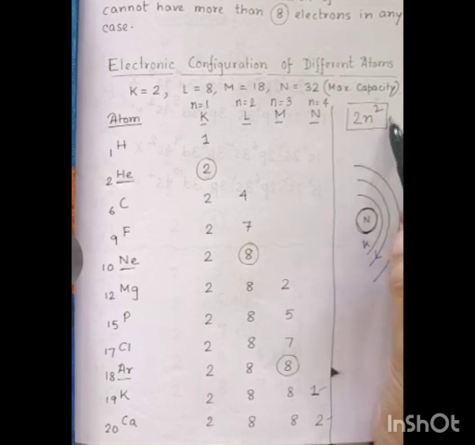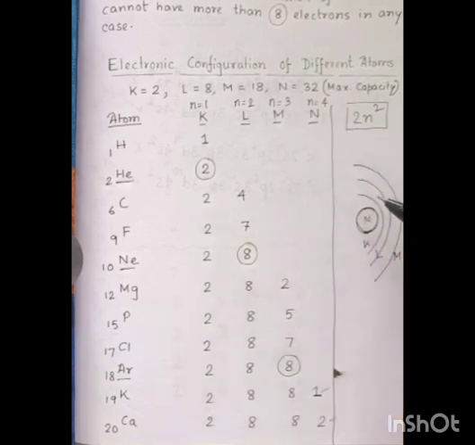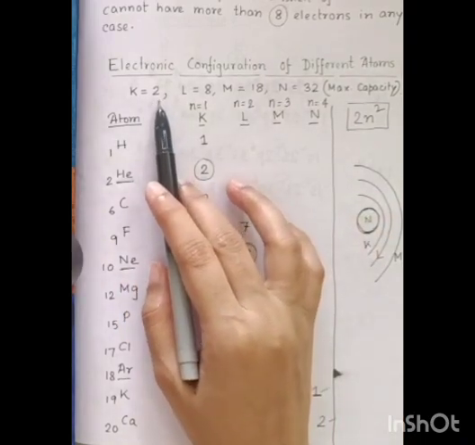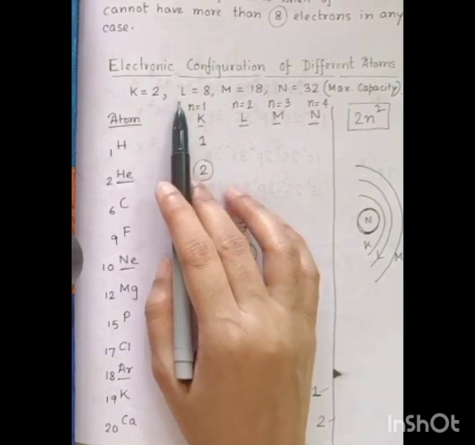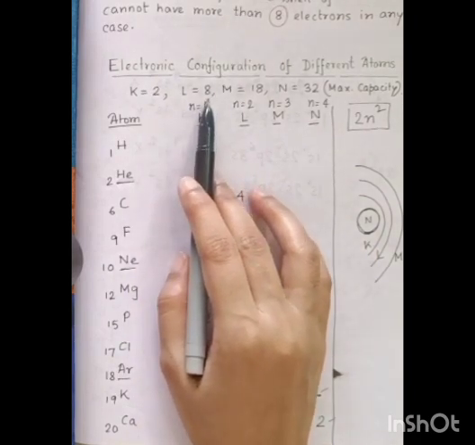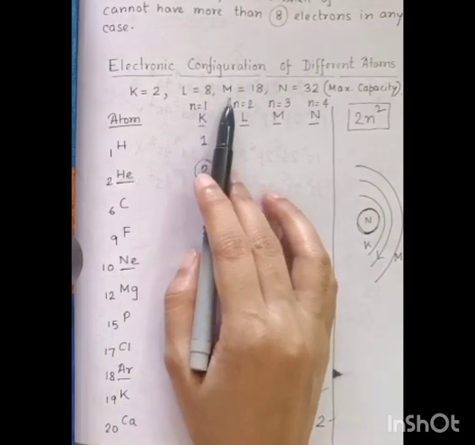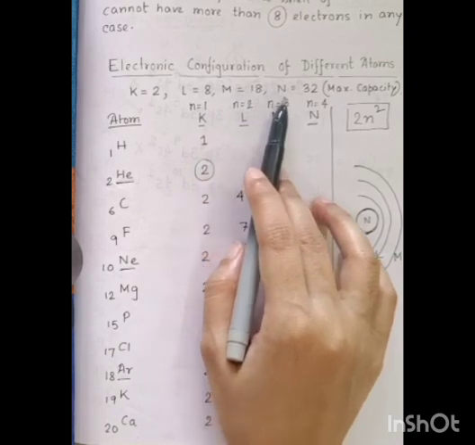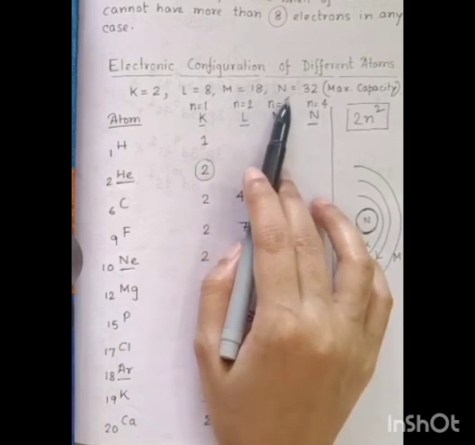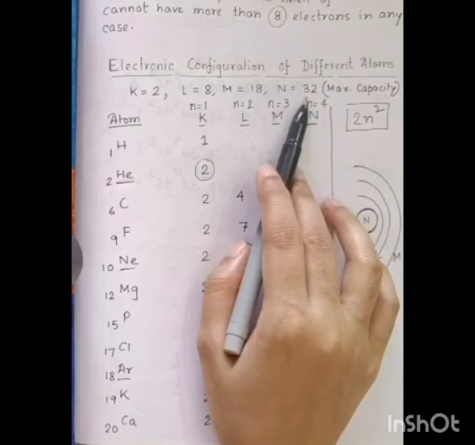According to this formula, the first shell around the nucleus, that is K shell, can accommodate maximum 2 electrons in it. The second shell, that is L shell, can accommodate maximum 8 electrons in it. Third shell, that is M shell, can have maximum 18 electrons in it, whereas the fourth shell, that is N shell, can accommodate maximum 32 electrons in it.